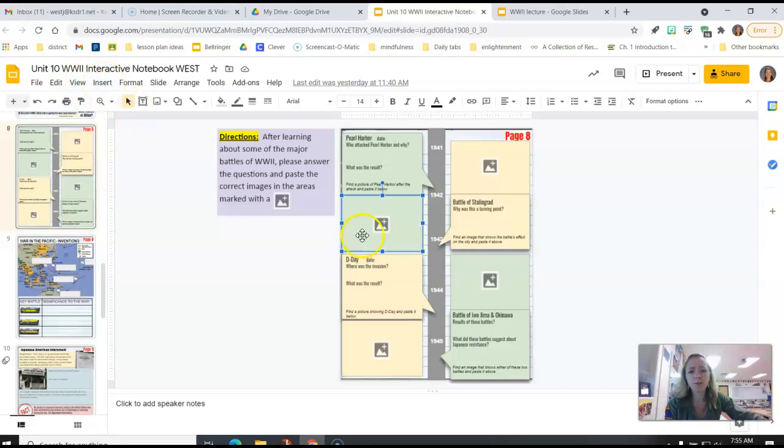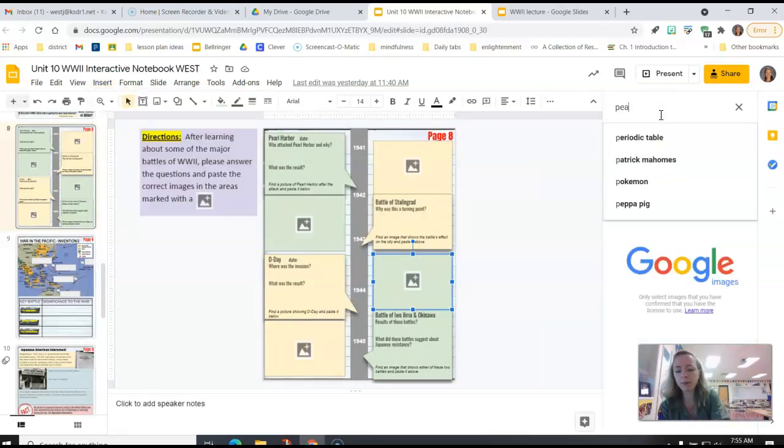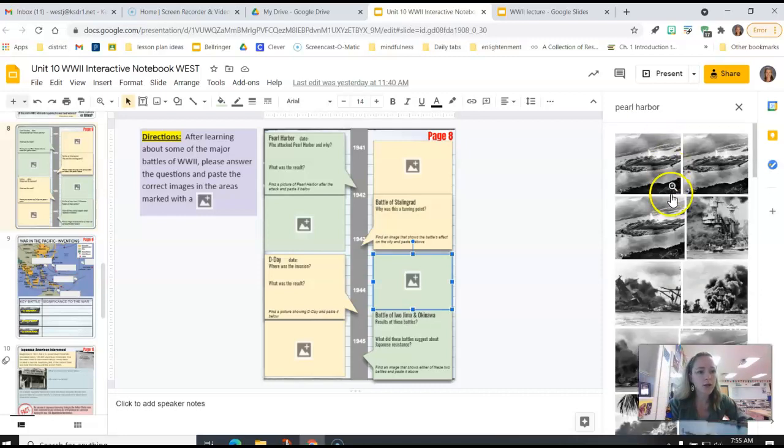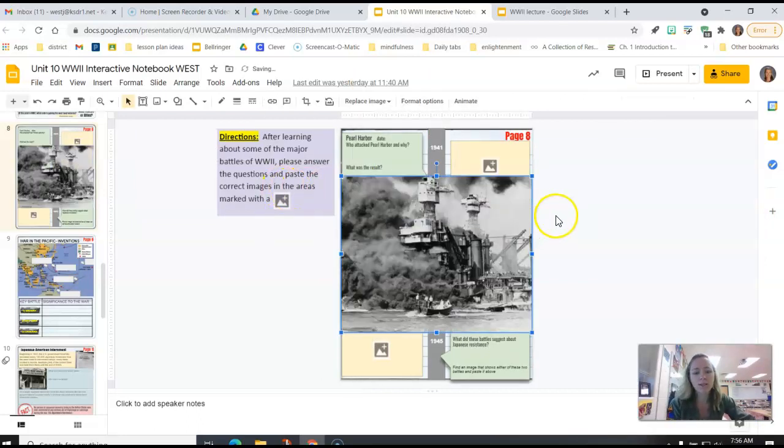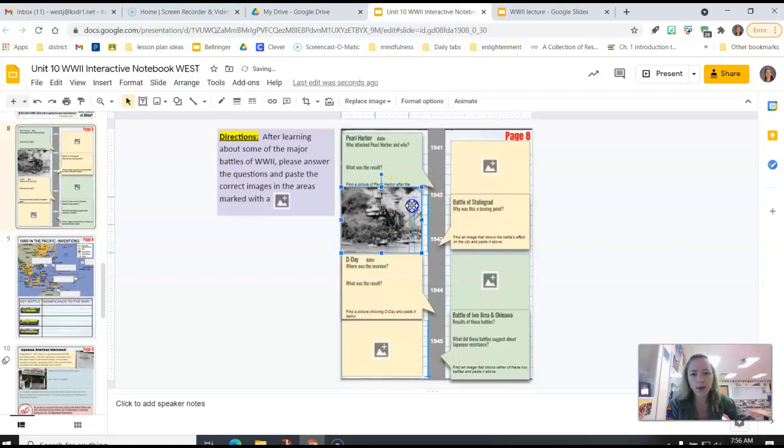So the easiest way to paste these images in: here you'll find an image of Pearl Harbor. Here you're going to find an image of the battle's effect on the city of Stalingrad. This one goes along with D-Day, and this one will go along with the Battle of Iwo Jima or Okinawa. You'll hit Insert Image. You can always search the web if you would like. Type in, for example, Pearl Harbor, and you'll find some images. Maybe click on this one and then hit Insert. Once it inserts, pare it down so that it will fit nicely on top of that part of your slide.